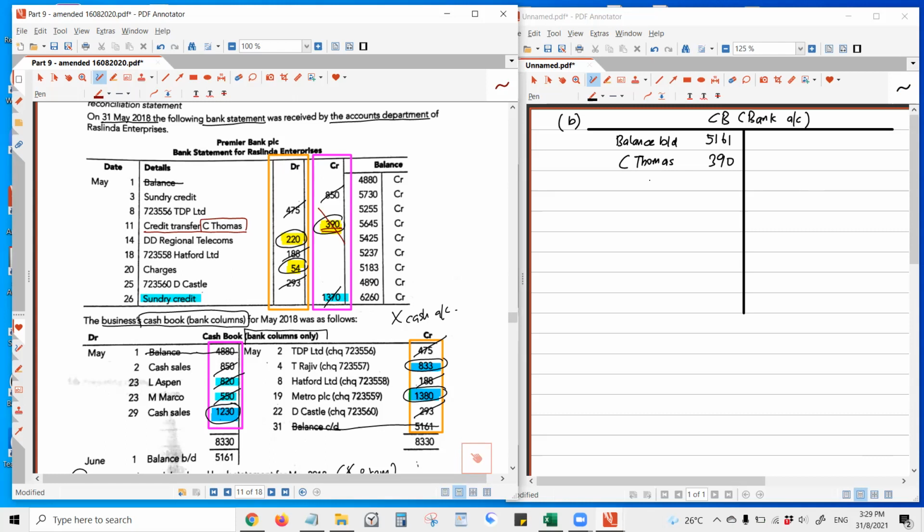The 220. Correct. So what do you think DD stands for? The short form DD? Direct debit. Correct. Okay, so it seems like it's about paying for telephones, right? So what do you think? 220, you will use this to update the cash book bank account. You put it on the debit or credit side? Credit. Correct. Because it's about payment, right? So 220, you write regional telecoms.